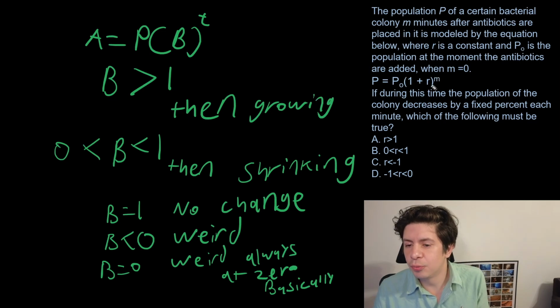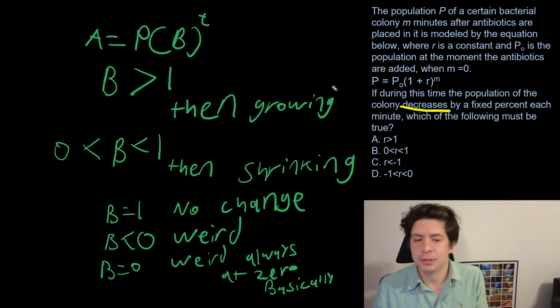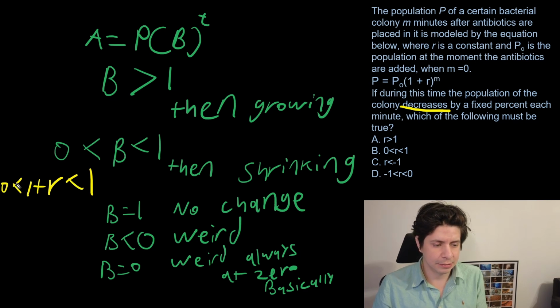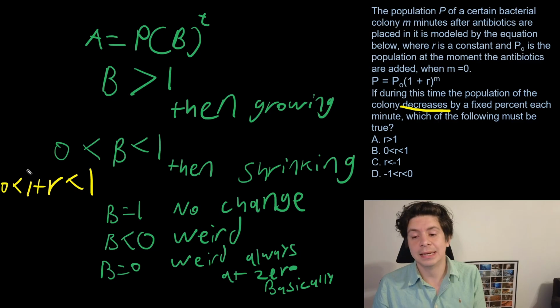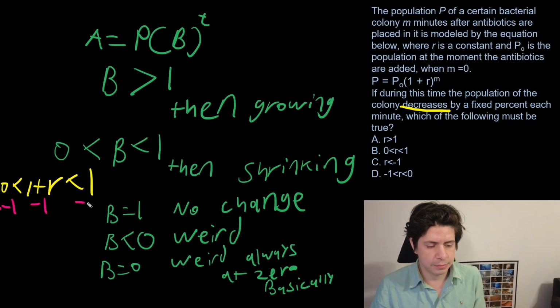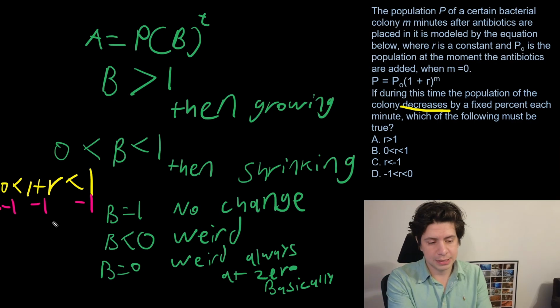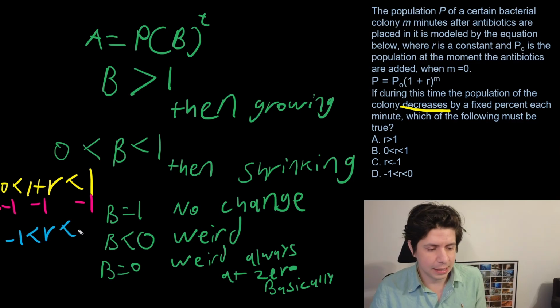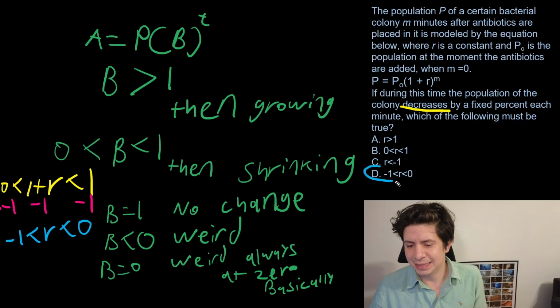We're told that we are decreasing. So that must mean that the base is between 0 and 1. So 1 plus R has to be less than 1 but greater than 0. So we subtract 1 from all the sides. Minus 1, minus 1, minus 1. We're going to get -1. R is going to be greater than -1 and less than 0. And that will be D.